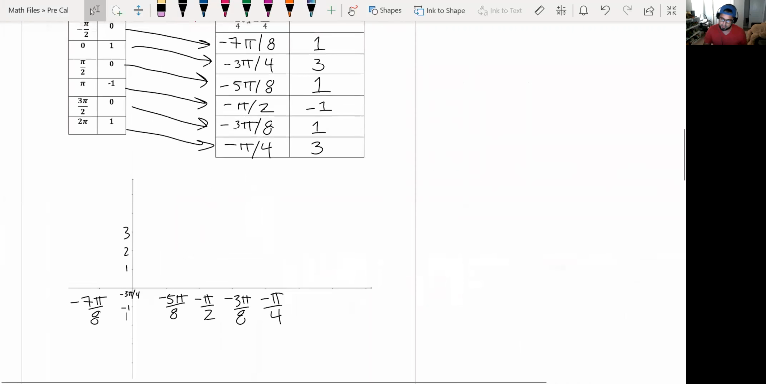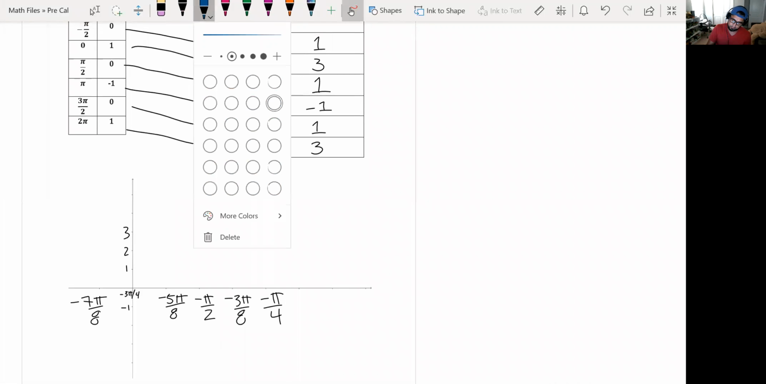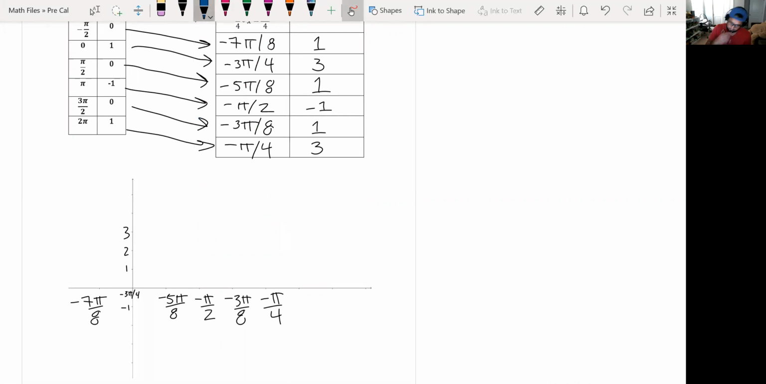Okay, and let's plot. Okay, so negative 7 pi over 8, we're at 1. Negative 3 pi over 4, we're at 3. Negative 5 pi over 8, back at 1. Negative pi over 2, we're at negative 1. Negative 3 pi over 8, we're at 1. And negative pi over 4, we're at 3. Okay.